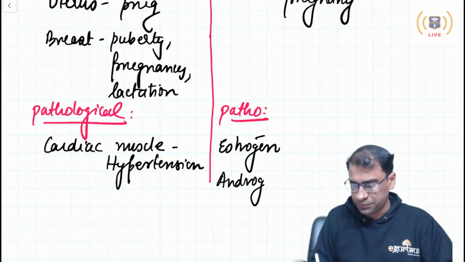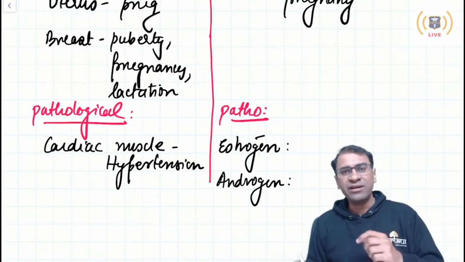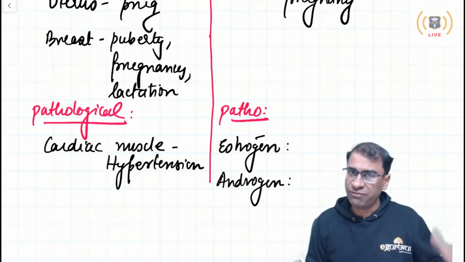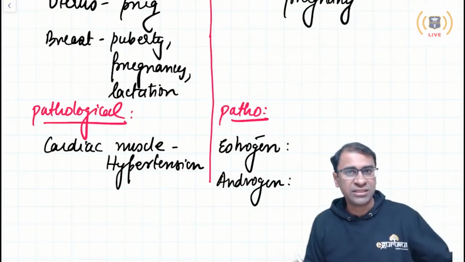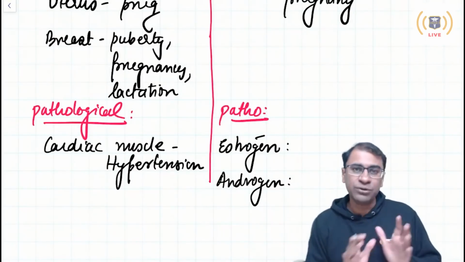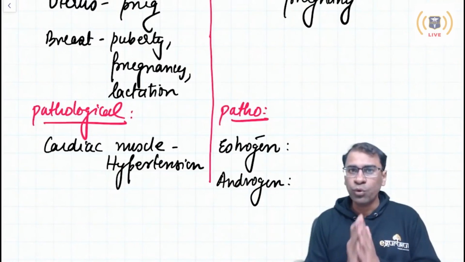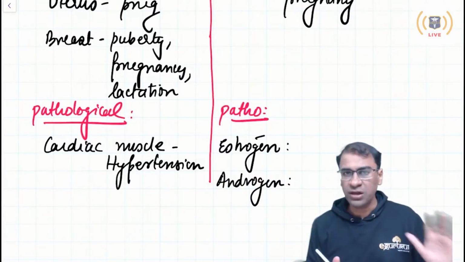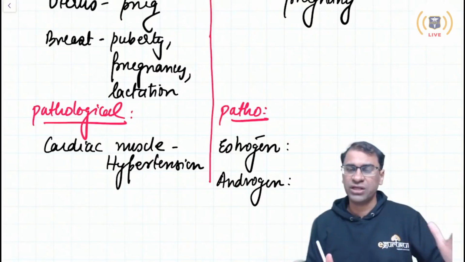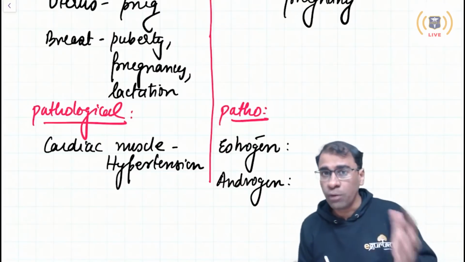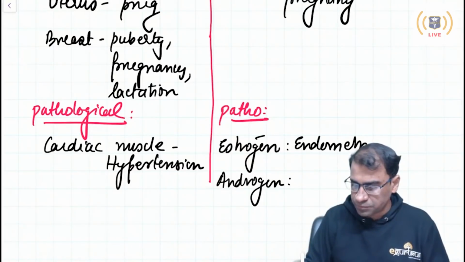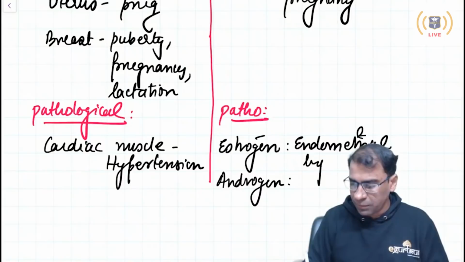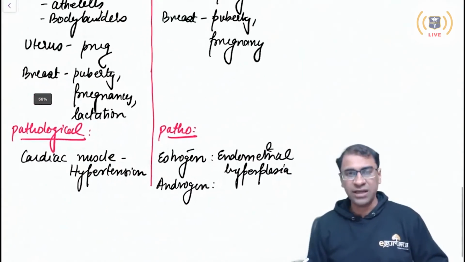But if you look at the pathological examples here, like the effect of estrogen or androgen, whenever there is an increased amount of estrogen in the female, the endometrium can undergo hyperplasia. But that estrogen increase may be due to some tumors. There are some tumors, like of the ovary, which produce more and more estrogen. We'll talk about this in pathology. So that becomes an endometrial hyperplasia, but that endometrial hyperplasia is not normal. It's an abnormal finding, and therefore endometrial hyperplasia would be a pathological example there.